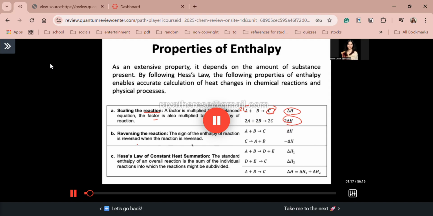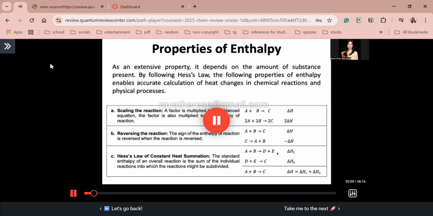Next, for reversing the reaction, the sign of the enthalpy of reaction is reversed when the reaction is reversed. So, for example, in this reaction, pag kunwari, ni-reverse mo siya, ito na yung reverse version niya, then you should also reverse the enthalpy change value by putting a negative sign. Lastly, the Hess's law of constant heat summation indicates that the standard enthalpy of an overall reaction is the sum of the individual reactions into which the reactions might be subdivided. So basically, yung sum ng individual reactions, for example, ito, and ito, results in the overall reaction ito. And when you combine two equations, guys, syempre, kailangan nyo din i-combine yung respective enthalpy changes nila. Okay?